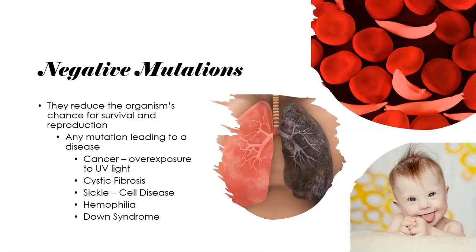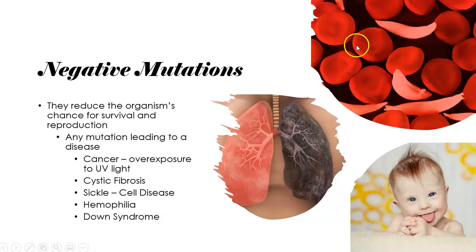Now, negative mutations. They're going to reduce the organism's chance for survival and reproduction. Basically, any mutation leading to a disease, so cancer, overexposure of UV light. Right here, I have lung cancer, right? We have a healthy lung and a lung with cancer. Cystic fibrosis, sickle cell disease. And over here, we did mention in Unit 2 when we were talking about the circulatory system and the shape of the blood cell.